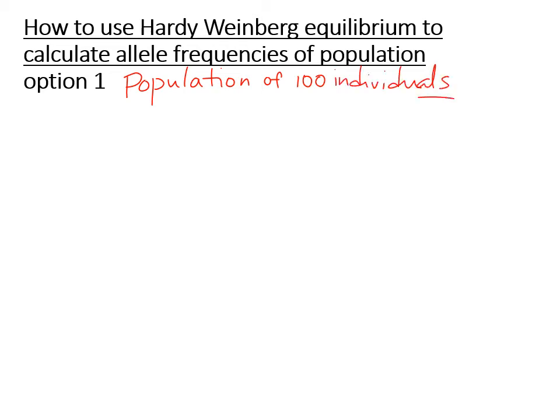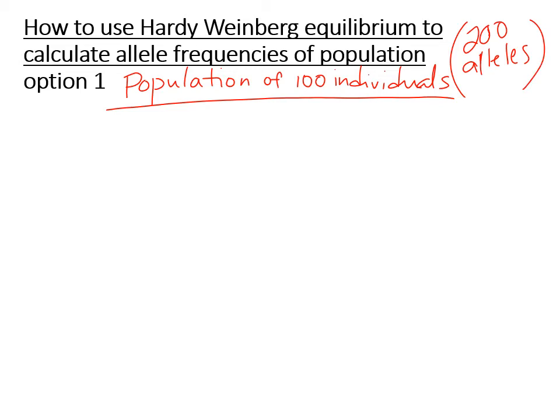Now, keep in mind, because we're talking about genotypes and alleles, if you have 100 individuals, each of those people have two alleles for the particular trait that we're looking at, because you get one allele from mom and one allele from dad. So keep in mind, 100 individuals means 200 alleles.